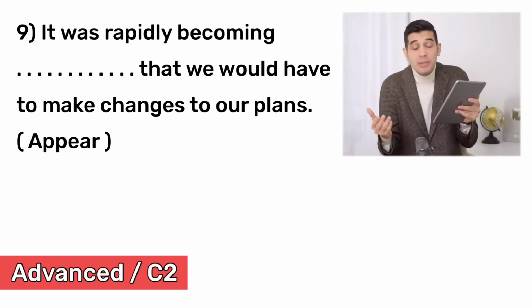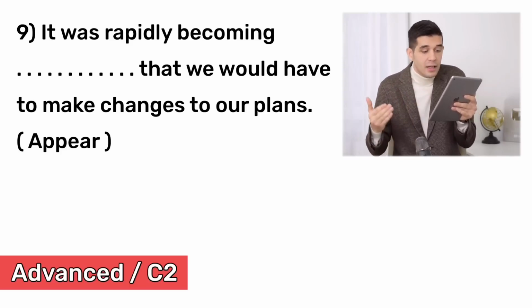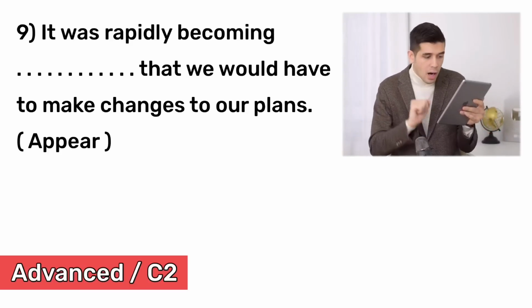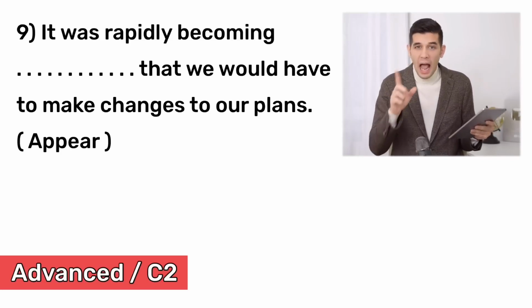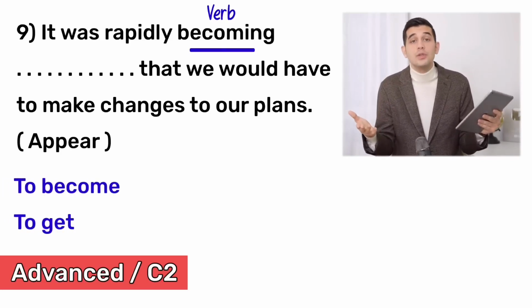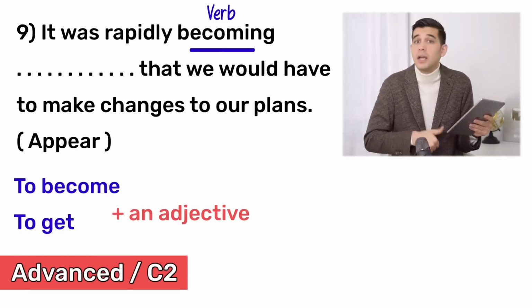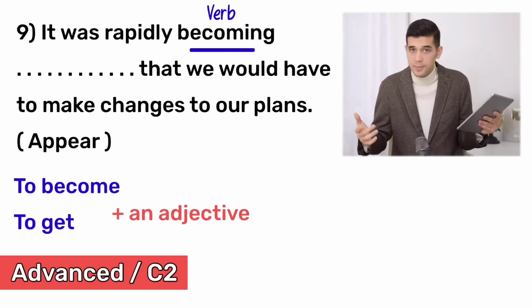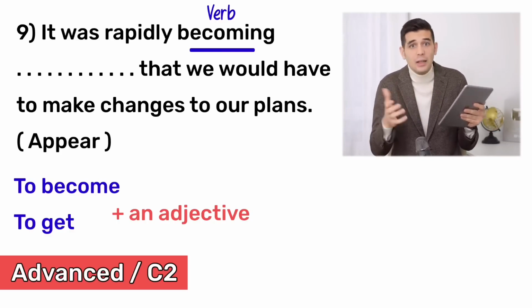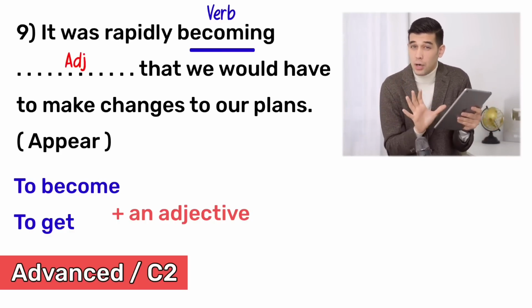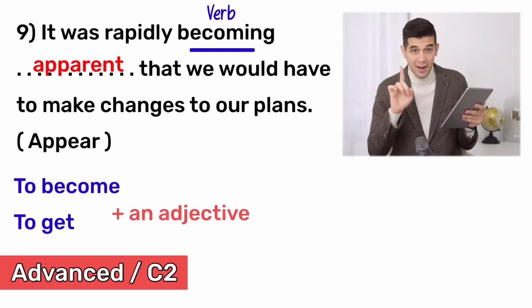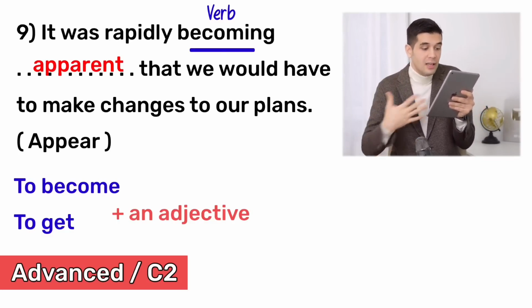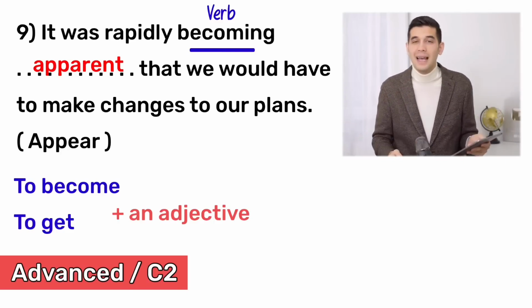It was rapidly becoming ___ that we would have to make changes to our plans. And the word is appear. This is quite simple. After the verbs become or get, we can use an adjective like become angry or become sad or get angry or get sad, right? Now here we have becoming. And after that, we need an adjective. What is the adjective of appear? Because appear is a verb. The adjective is apparent. Apparent. So it was rapidly becoming apparent that we would have to make changes to our plans.